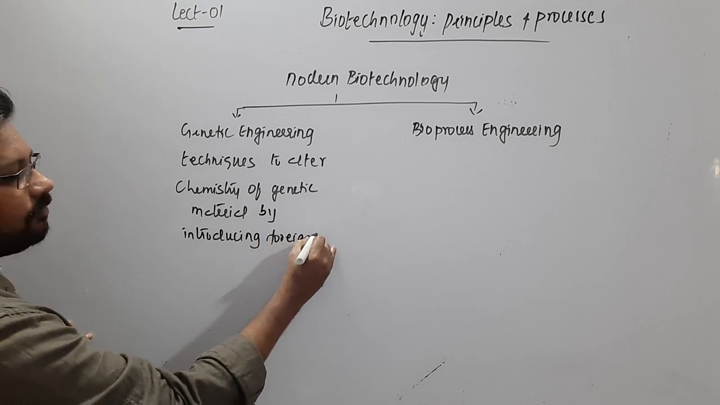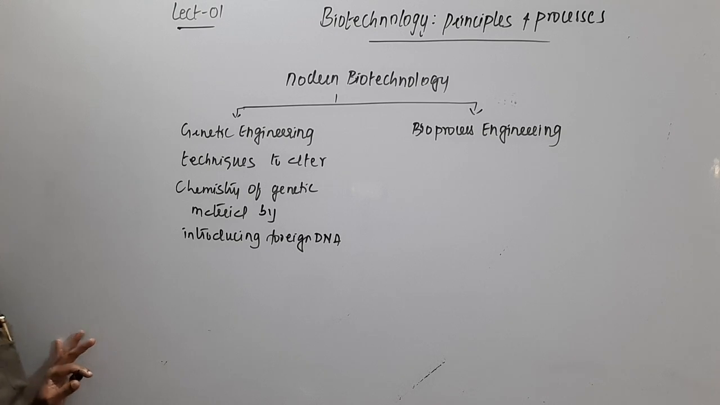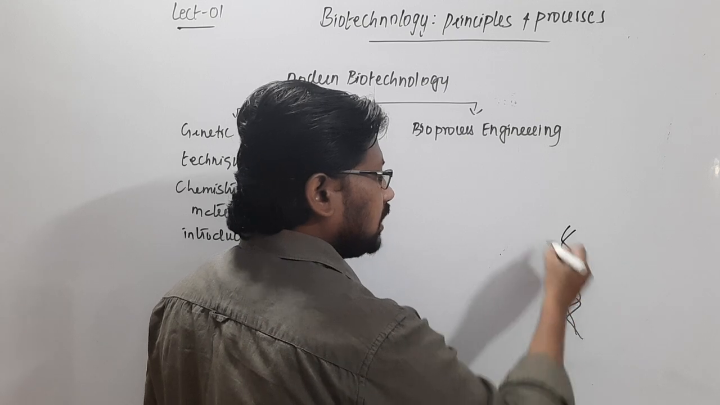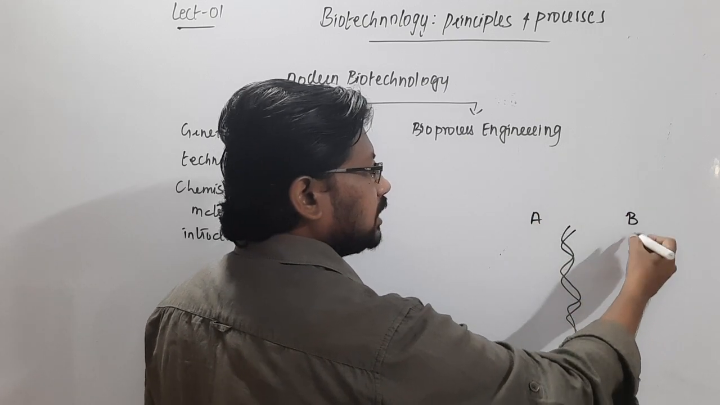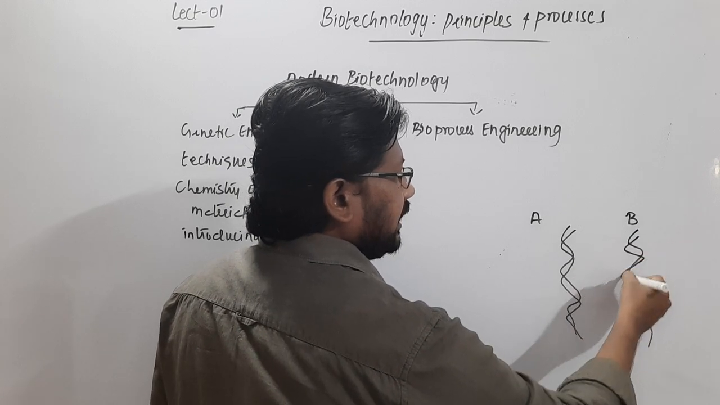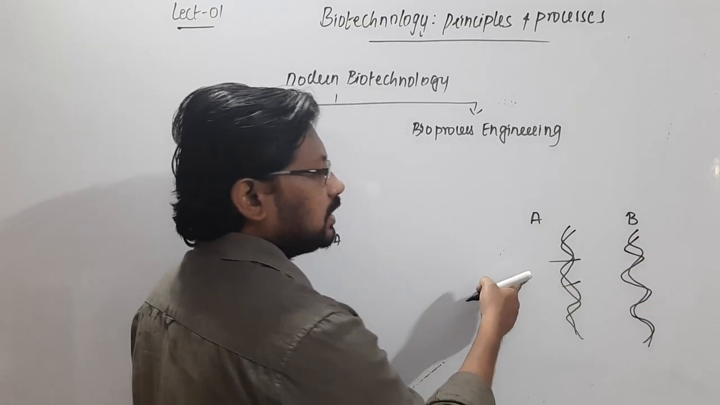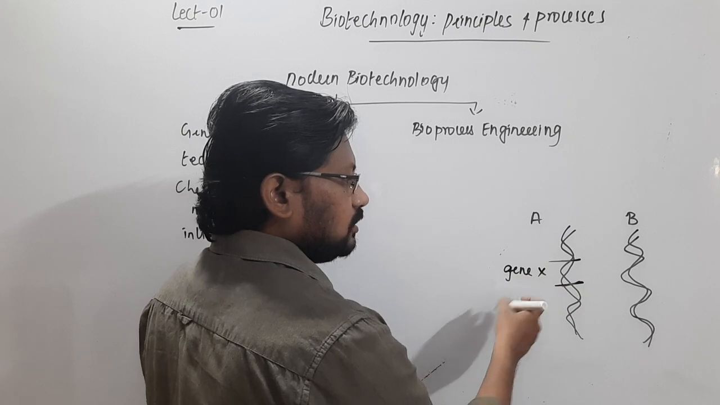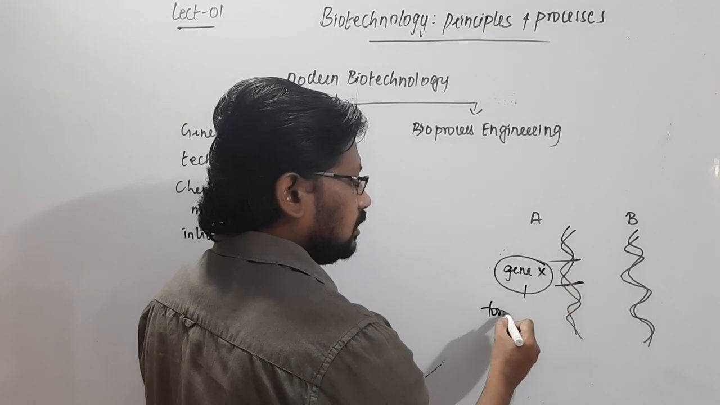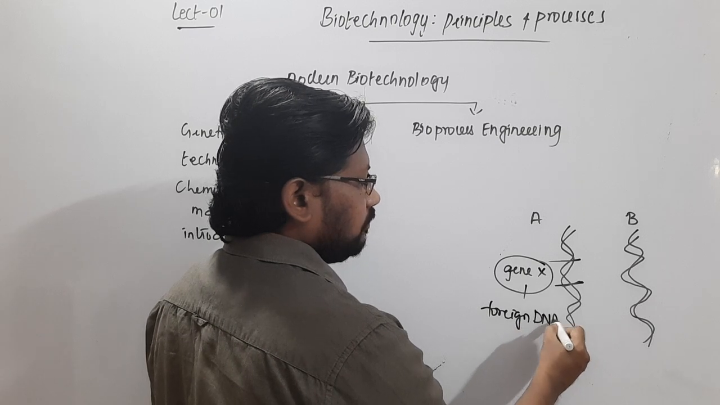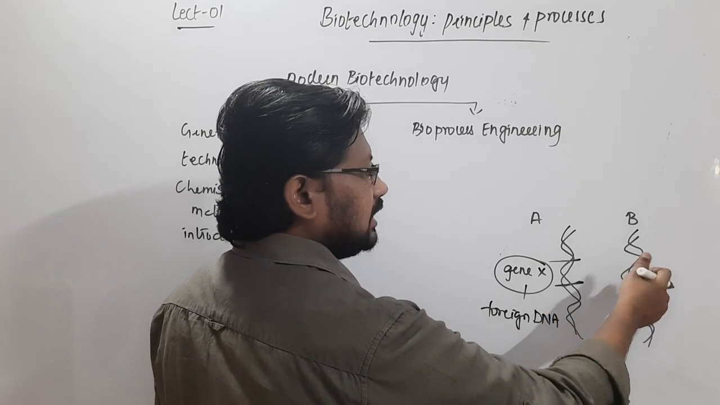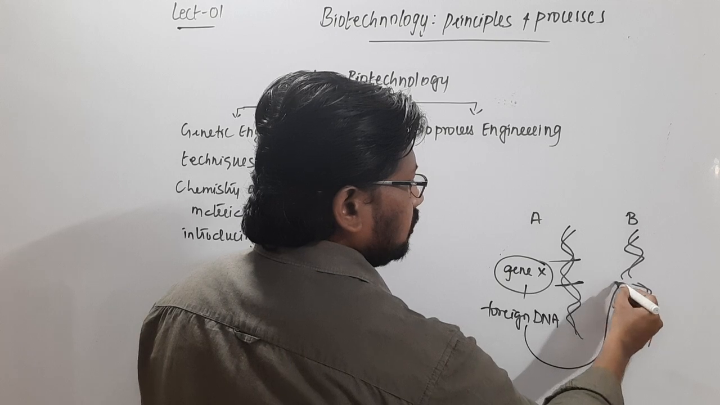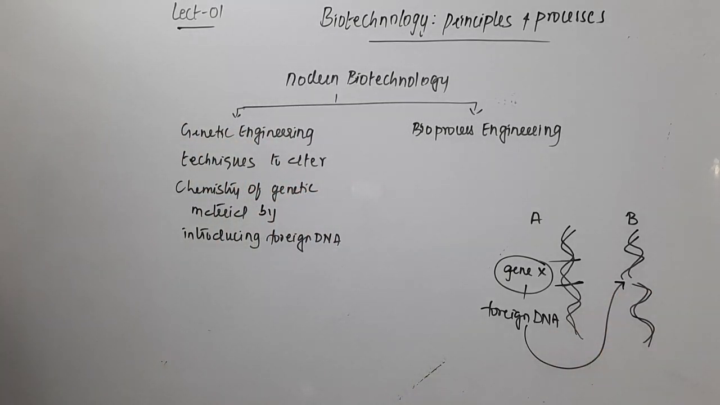introducing foreign DNA. Just now I have mentioned over here, I have taken the DNA molecule of an organism A, and I have taken the organism B. What I did is I have taken a portion of the DNA, which I have taken as gene X. This gene X will be the foreign DNA, which I am going to place in the DNA of the B organism. So this one I am going to write as insert into that B organism.